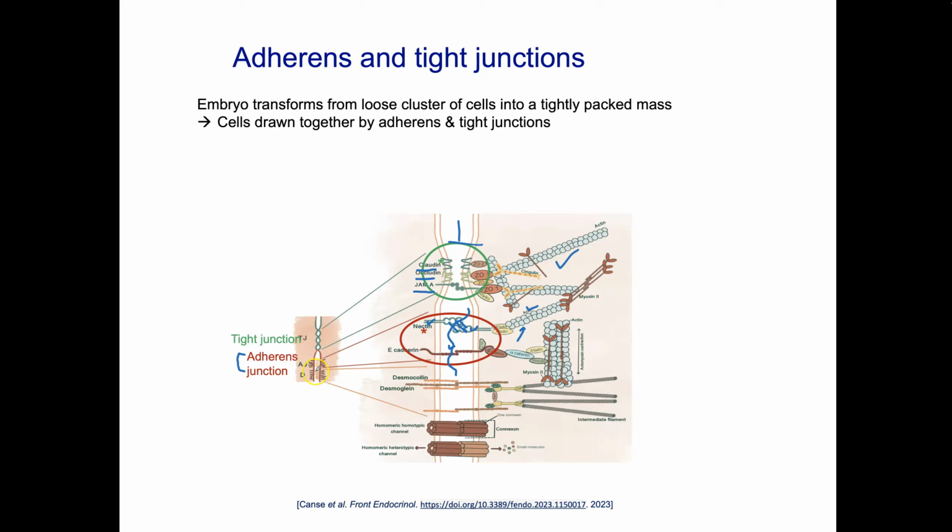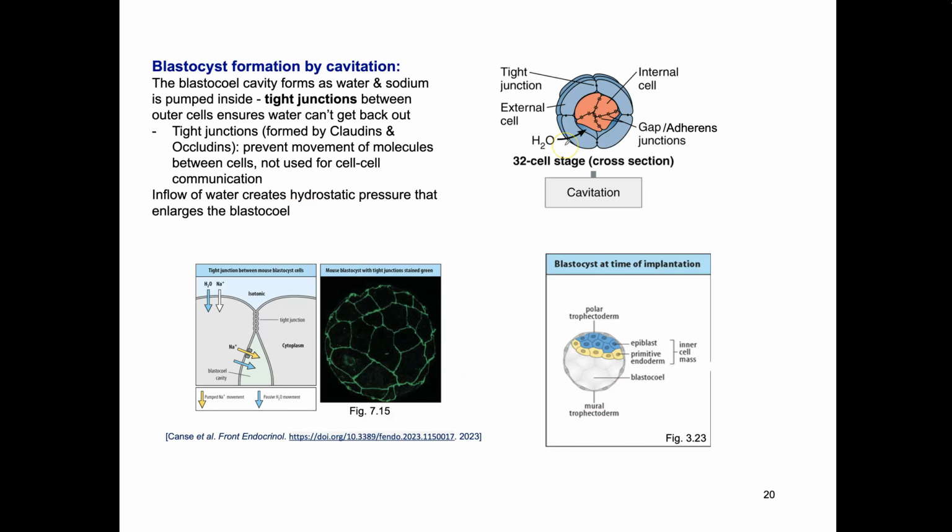But importantly, adherens junctions, and then see how the tight junctions are shown here. You can see that molecules could move through here, but if there's water trying to get in or out, it's not able to pass through these junctions. And so the blastocyst is formed by cavitation, but that requires the compaction, because you have these tight junctions that hold the cells together on the outside, which happens to be the apical regions of those cells.